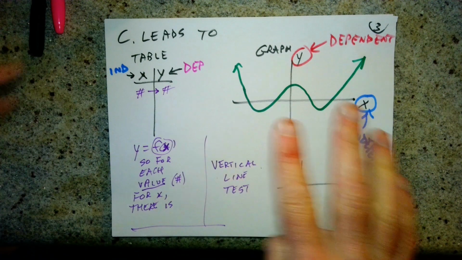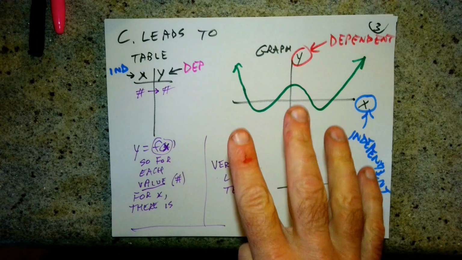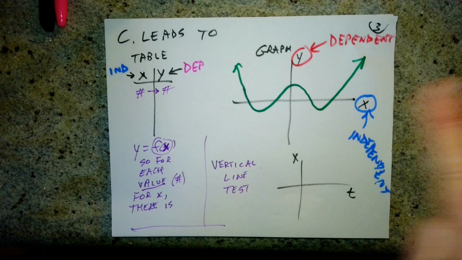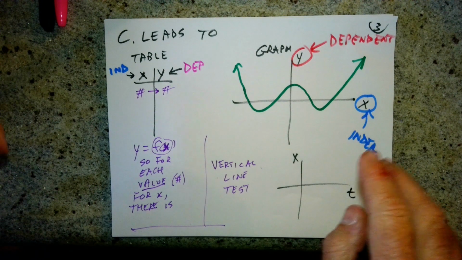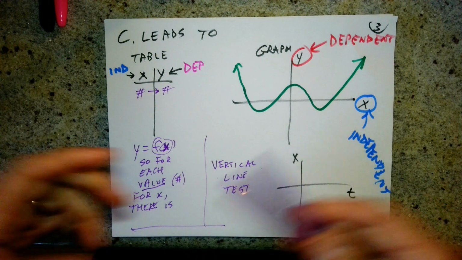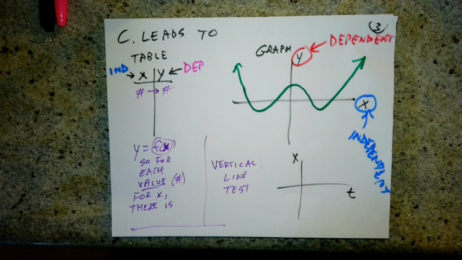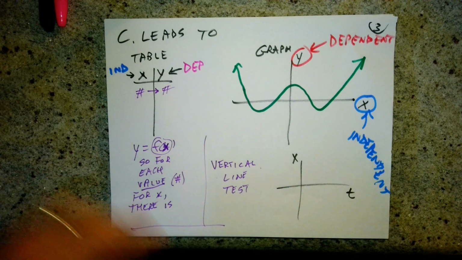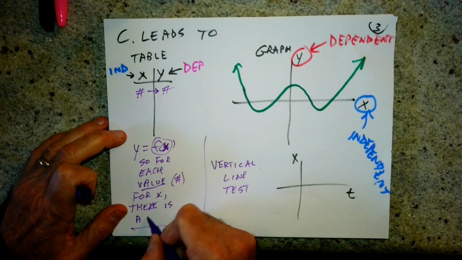And so for each value, and value in math means number. So by the way, digression, when they say to evaluate something in a math book or test, that means your final answer is supposed to be a number. That's what the word evaluate means. And if your teacher writes a question where they say evaluate something and the answer has letters, then your teacher doesn't understand what the word evaluate means. So for each value we plug in for x, there is a unique y.